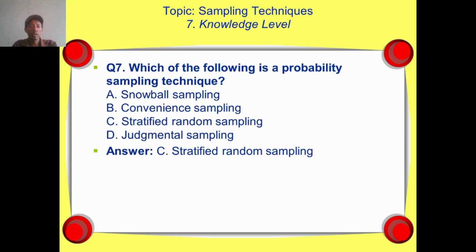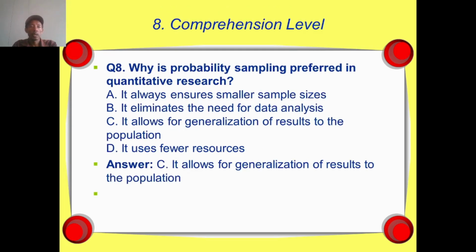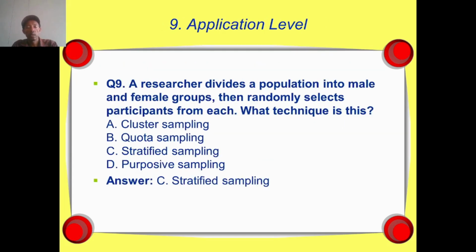Which of the following is a probability sampling technique? Why is probability sampling preferred in quantitative research? A researcher divides a population into male and female groups, then randomly selects participants from each. What's the technique?